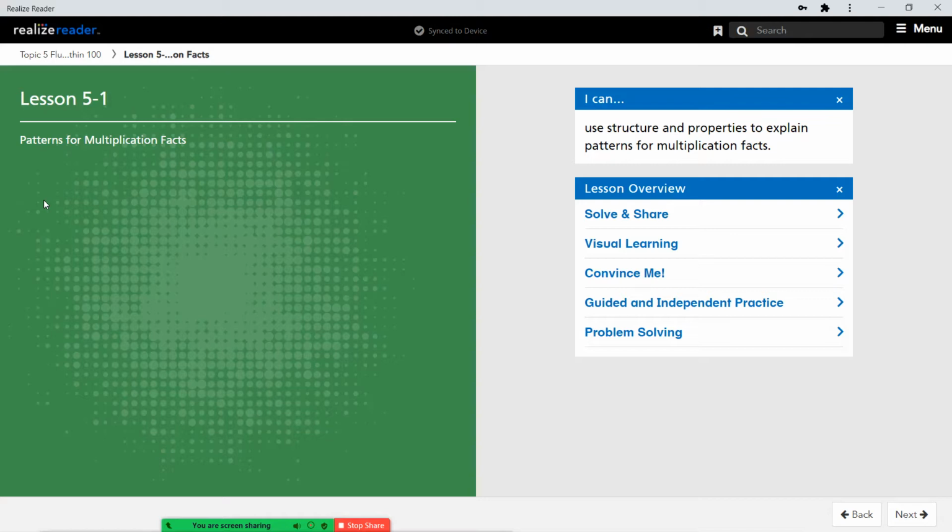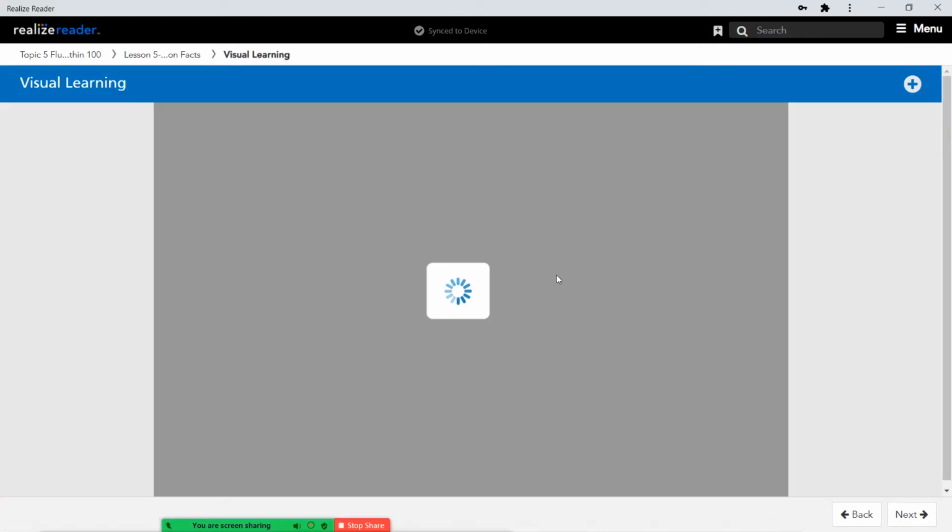In this topic, we're going to be working on learning how to multiply and divide within 100. For lesson 1, we're going to work on multiplication facts. And we're going to look at different patterns of multiplication facts that we find in our multiplication chart. I'll show you what that looks like in just a moment and how to use it. Let's go ahead and start with our short video lesson.